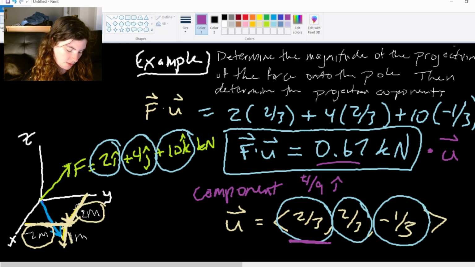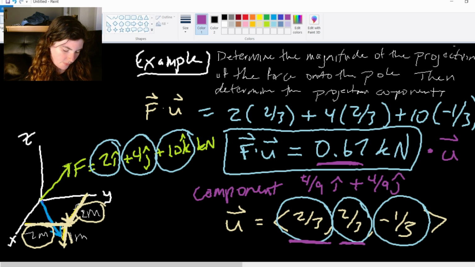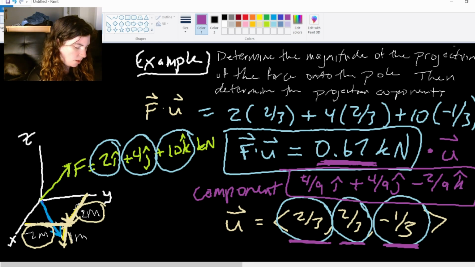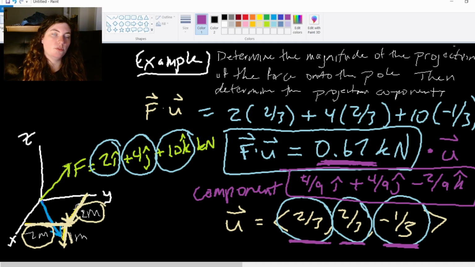I'm going to end up with 4/9 i hat. Then now I'm going to do this number times the y component. It's going to be 4/9 j hat. And then the z component times my scalar value here, 2/3 times 1/3 is 2/9, so minus 2/9 k hat. So this is it in component form. If you ever want to go from projection form to component form, all you do is multiply by the unit vector.